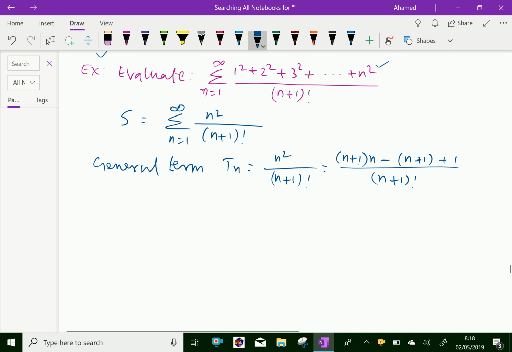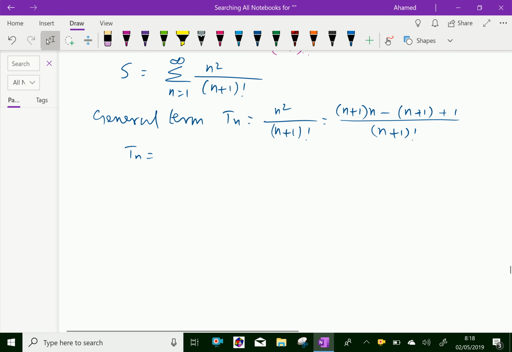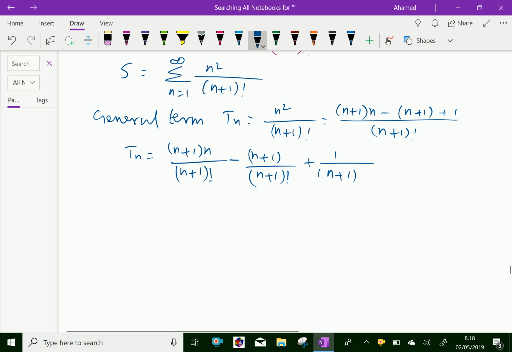Now further, tn can be expressed by splitting the numerator: n plus 1 into n over n plus 1 factorial, minus n plus 1 over n plus 1 factorial, plus 1 over n plus 1 factorial.